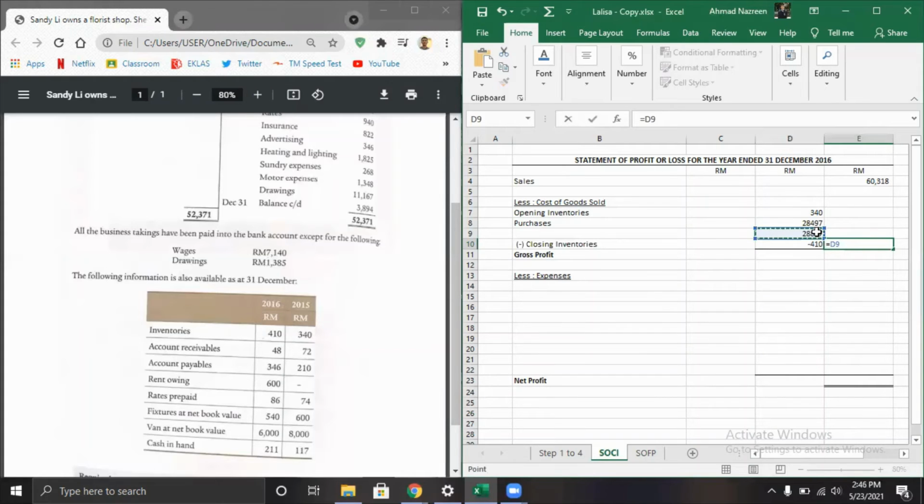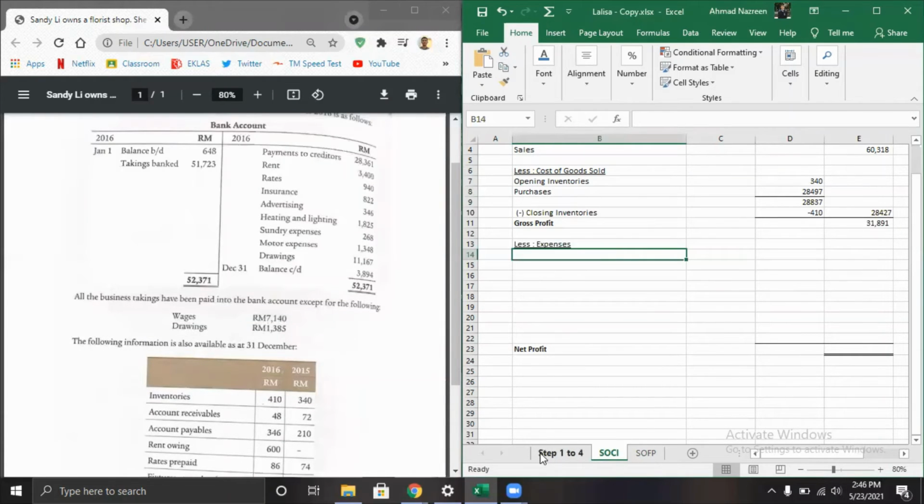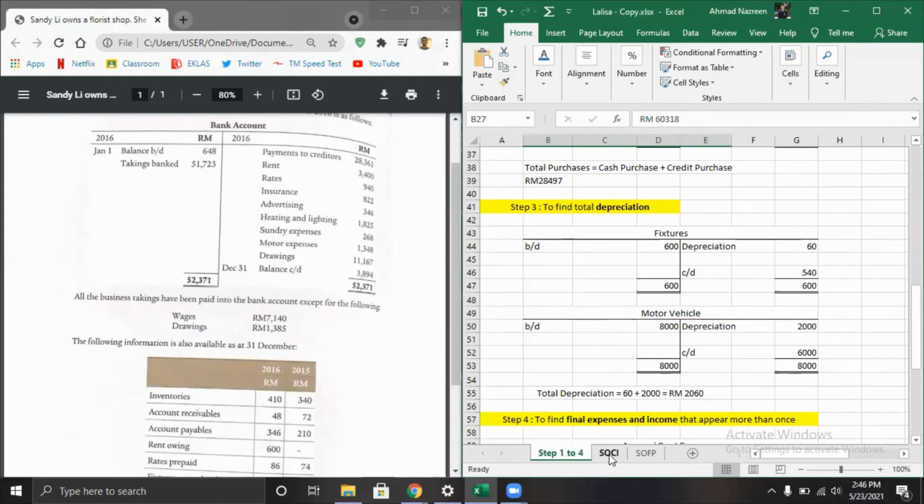Then we have to find the gross profit, which is the sales 60,318 minus 28,427 ringgit. So we shall get the gross profit is 31,891 ringgit. So moving on with the expenses, for this question we don't have revenues, so we will move on with the expenses. For the expenses, take it from the ledgers. The first information for the expenses is the depreciation. Our total of depreciation is 2060.